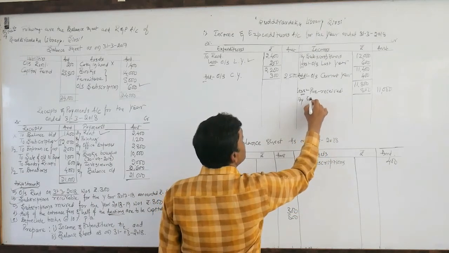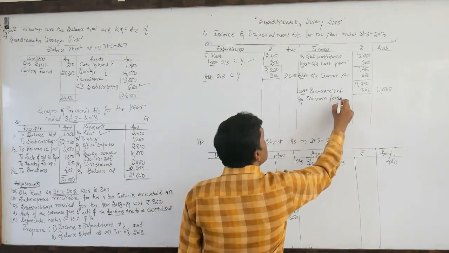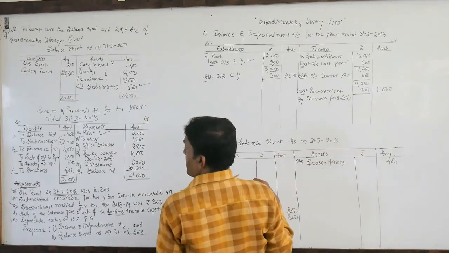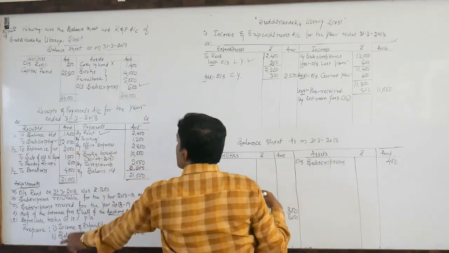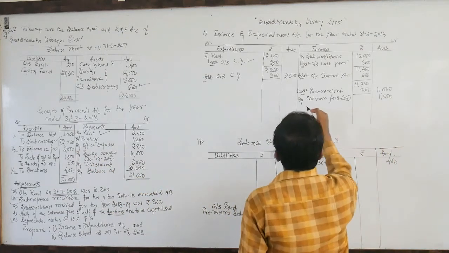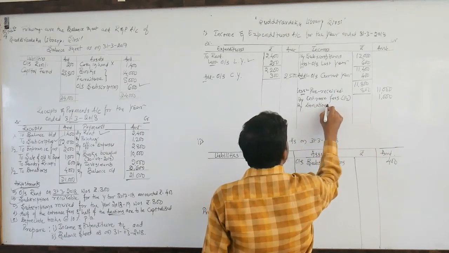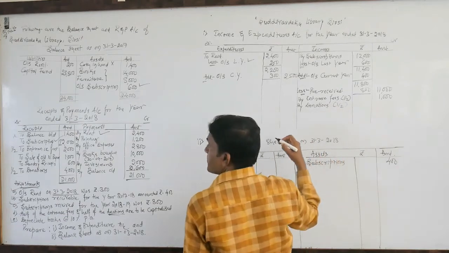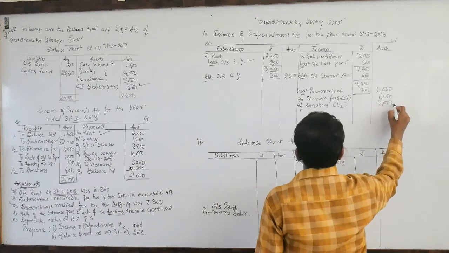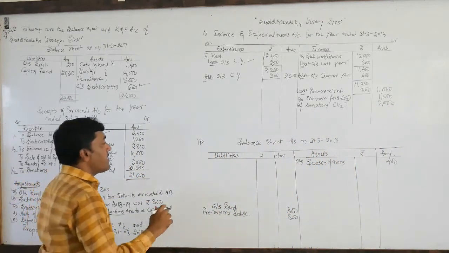By entrance fees. So I want to show 50%. 2000, 50% means 1000. By donations, also the same, 50% of the donation. So 4000, 50% means 2000. So the remaining amount is to be shown on the liability side of the current year balance sheet.